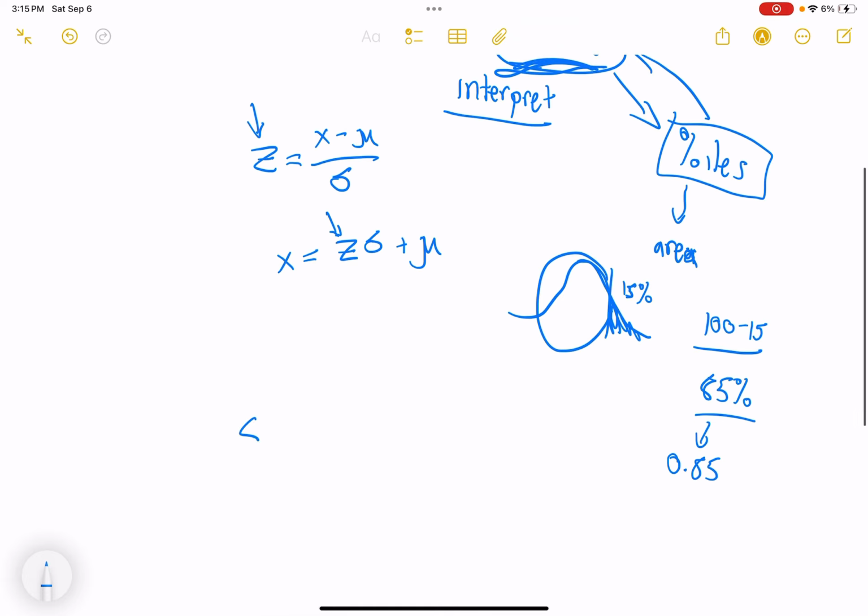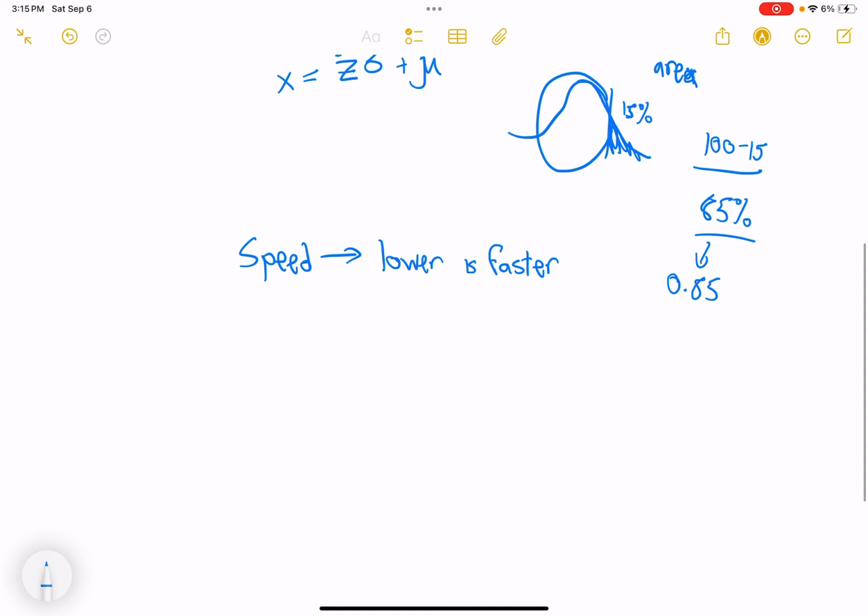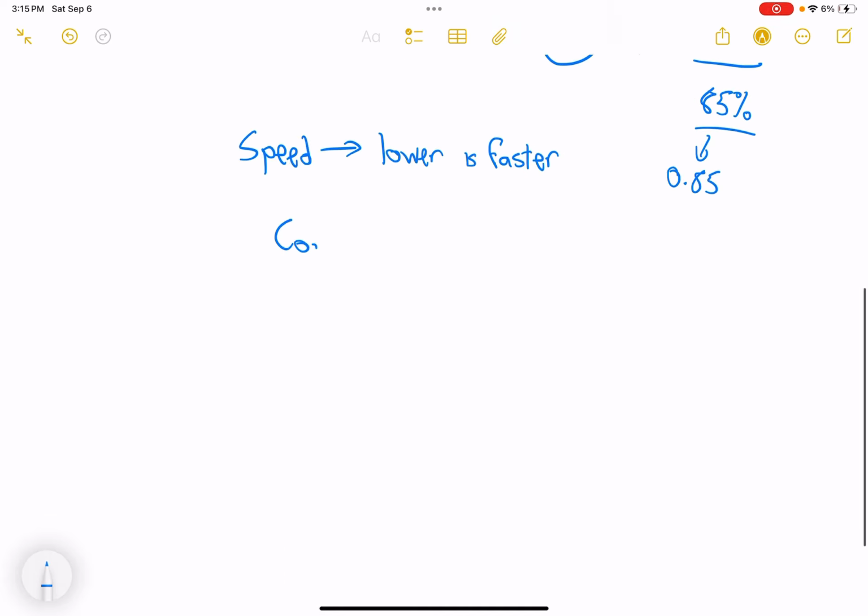So remember that with speed, for example, and speed is one of those weird examples, the lower end is faster. Smaller z-scores are actually better if you're doing a speed distribution, because the bigger the number, the longer it took you, the slower you were. That applies very differently versus weight, where lower is less weight, so it would be worse. And be able to compare z-scores effectively.